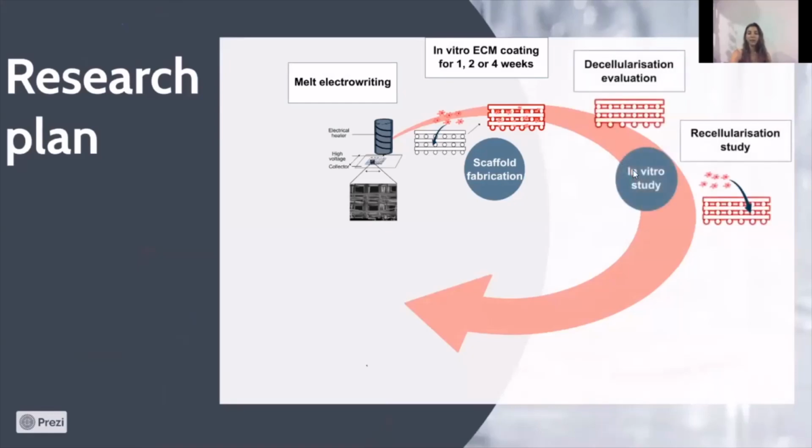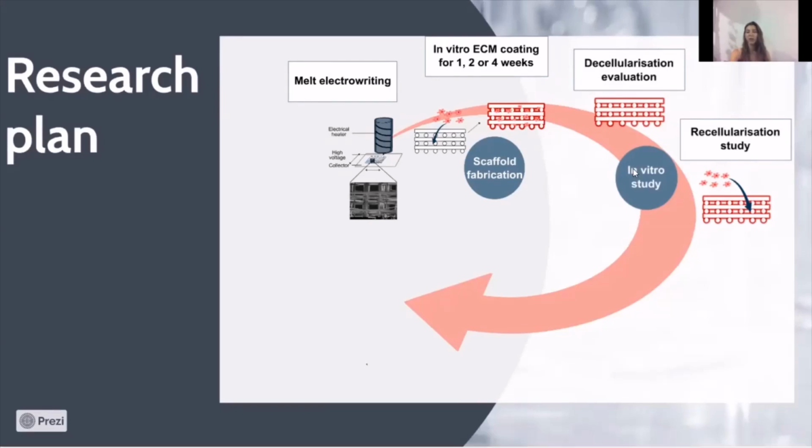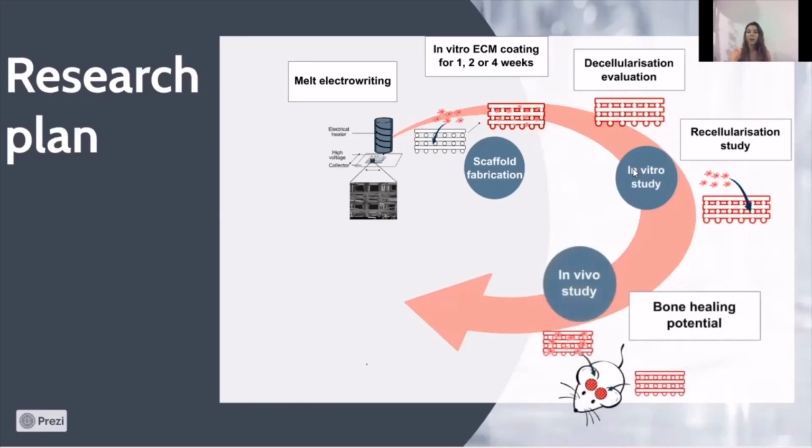We then thoroughly characterized in vitro our construct, both cellularized and decellularized. And we also performed a recellularization study to study what biological properties have the different matrices after the different time of cultures. We then assess the bone healing potential in vivo of the different matrices in a cranial model. And we implanted both cellularized and decellularized scaffold to compare the performance.